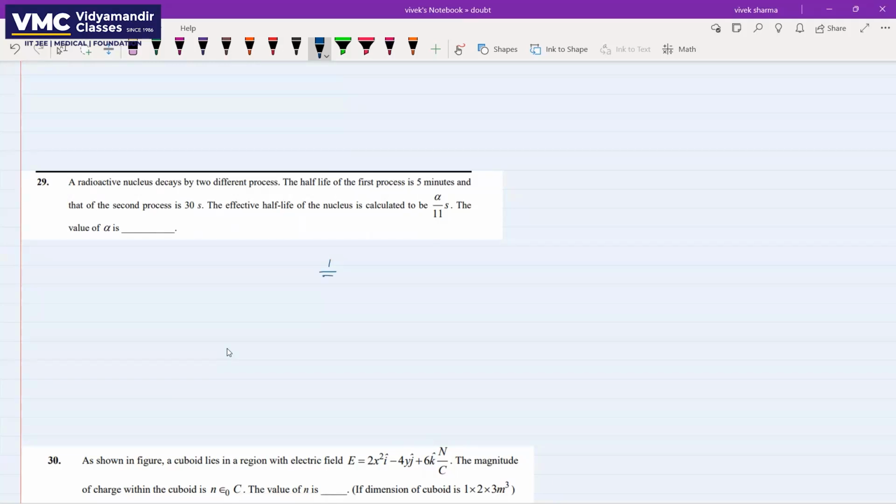So for the equivalent half-life, 1 upon tau equivalent is equal to 1 upon tau 1 plus 1 upon tau 2. Tau 1 is 5 minutes, you can say 300 seconds, plus tau 2, which is 30 seconds, and from here tau equivalent will be 300 divided by 11 seconds. As we need to find it in terms of alpha upon 11, alpha is 300. The correct answer is 300.